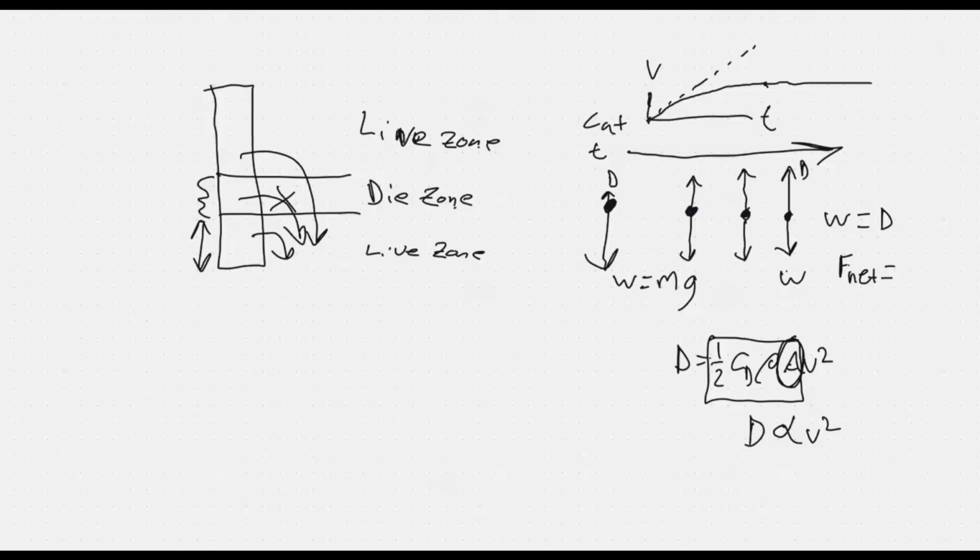In the up direction, it would be D minus W. But either way, when they're equal, that becomes equal to 0. When F net is equal to 0, a becomes equal to 0. And that means when you reach this, v becomes constant. And we call that constant velocity the terminal velocity.